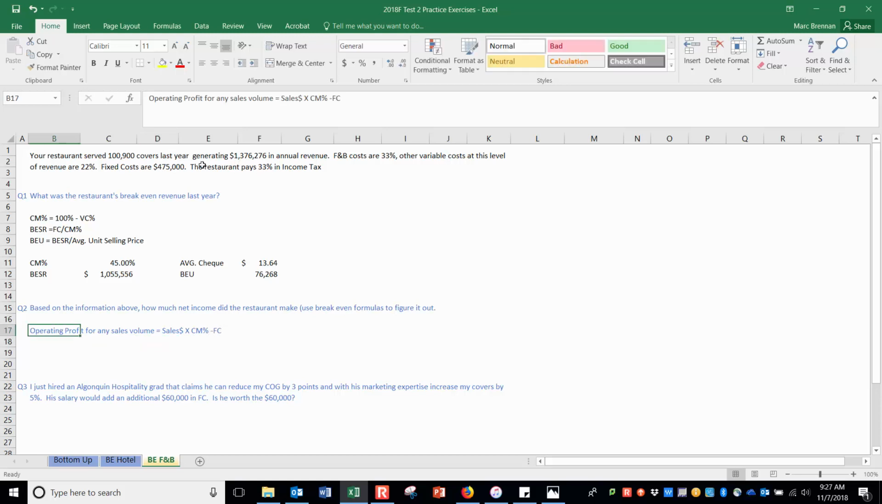This is another one of the formulas for break-even. Operating profit for any sales volume is sales times contribution margin percentage minus fixed costs. So feel comfortable with that as well. And that's only going to give me my operating profit, which is the same as saying my income before tax.